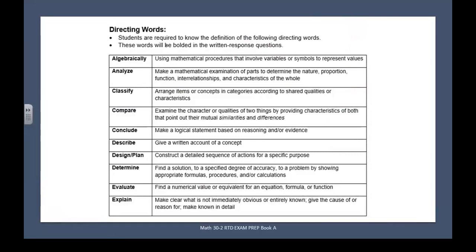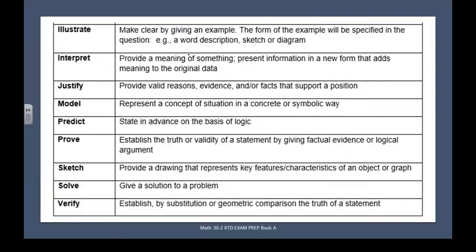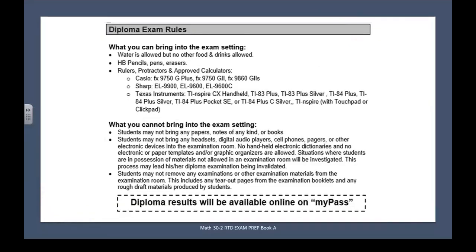Okay. Those are some of the words that you can see on the diploma. I can let you read over those and what they mean. All of these words will always be bolded in the written response. So I have a list of them there that you can look at to see what they mean, okay? Just common sense things that you can bring into the diploma: your graphing calculator, pencils, erasers. You cannot bring in any electronic devices. So you can't bring in your cell phone or anything else like that, okay?